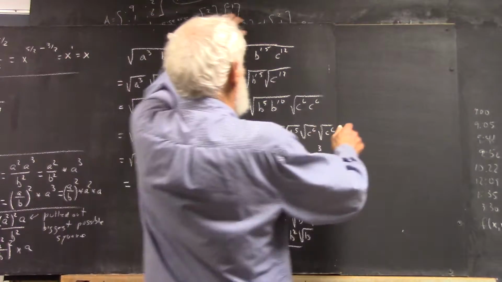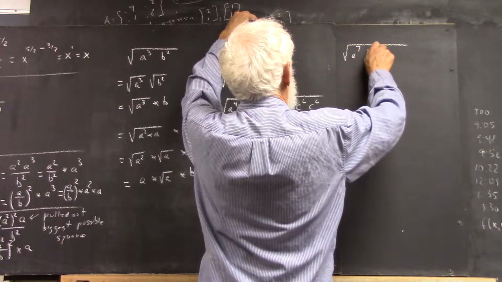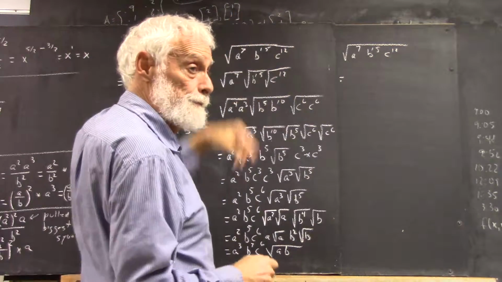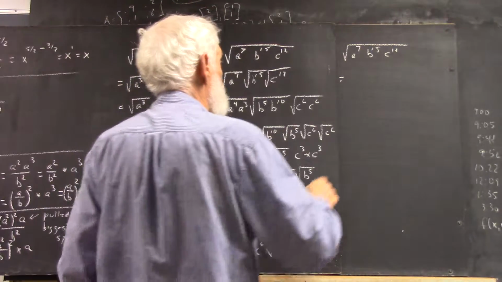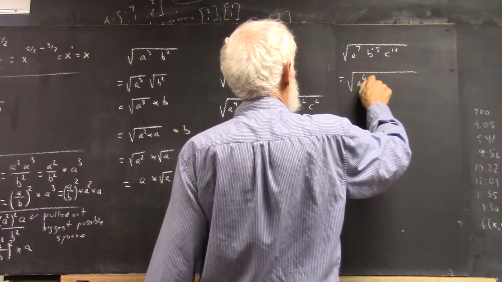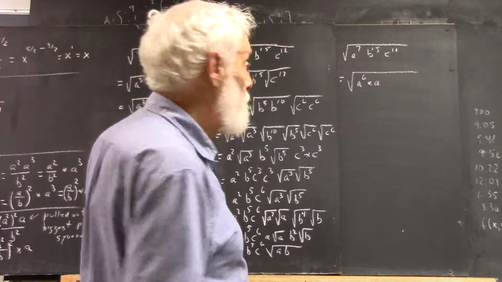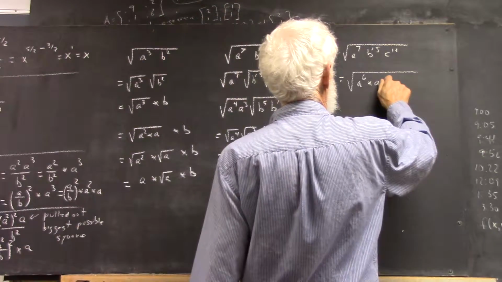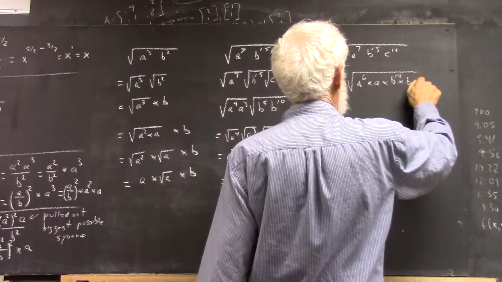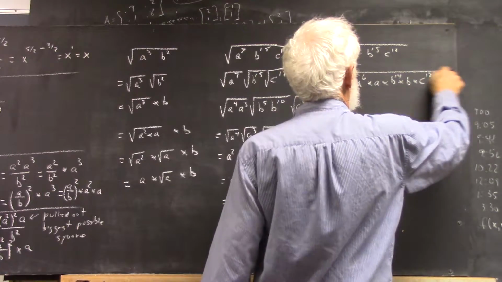So let's just start again with the square root of a to the 7th, b to the 15th, c to the 12th, okay? Well, I'm going to write a to the 7th as just a to the 6th times a. And I'm going to write b to the 15th as b to the 14th times b. And c to the 12th, I'm just going to leave as c to the 12th.